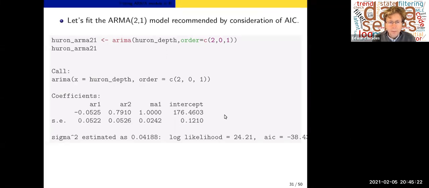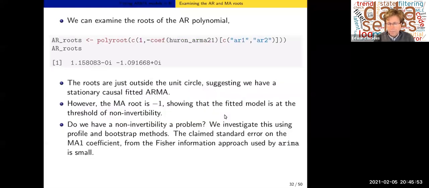We get the estimated AR1 and AR2 coefficients. The MA1 coefficient is exactly 1, which is on the unit circle. So that should give us cause for some thought. And we have the AIC value, the log likelihood, the estimated noise intensity. And let's investigate this fitted model.